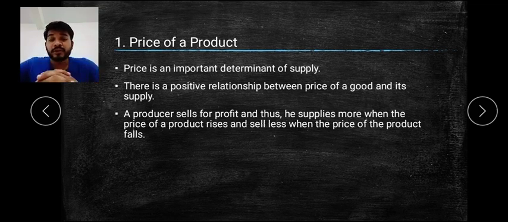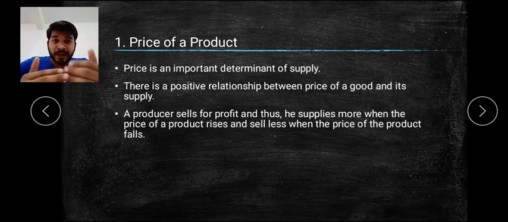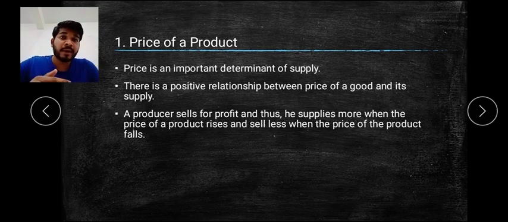Another example, not exactly, but just for understanding purposes: whenever a new phone comes, when the price is high, the supply of that product, the mobile phone, will be more. But as time passes, other phones come into the market, and because of that the supply of that particular product decreases, the demand decreases, and other products' demand increases.